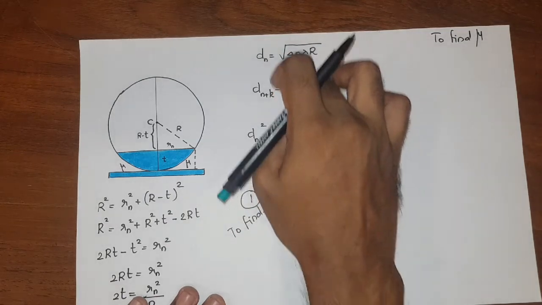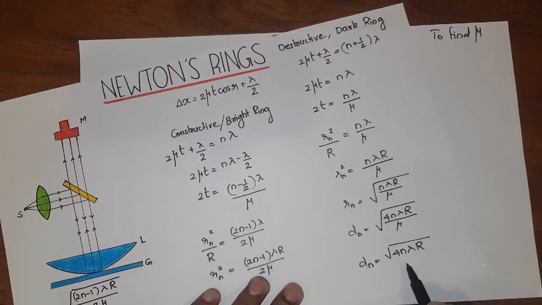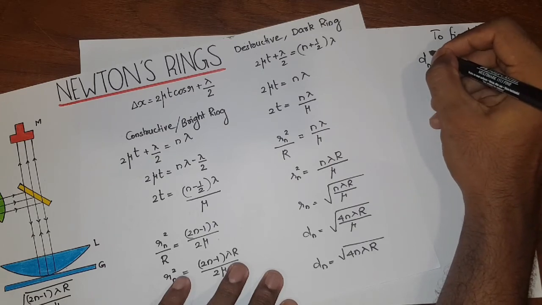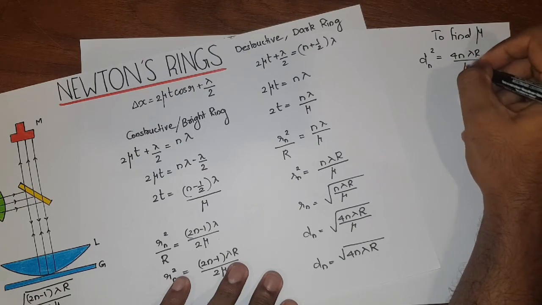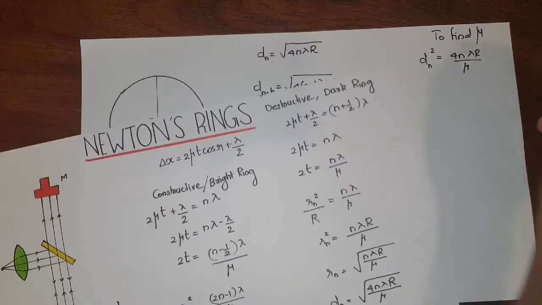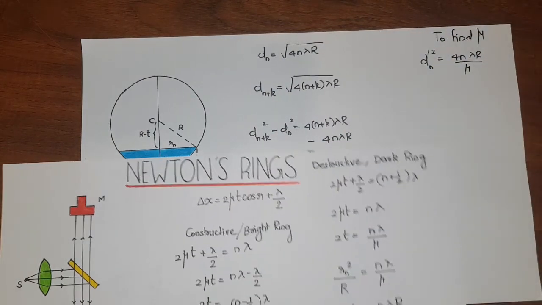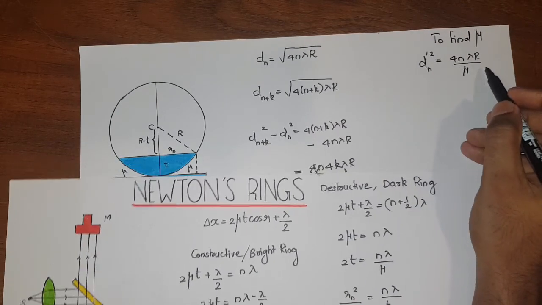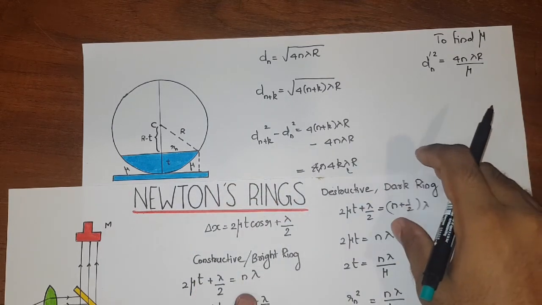So what will be the formula for the diameters? You already know. Before omitting the mu, what was the formula? Dn square equal to 4nλR by mu. Alright. I can't call this Dn because Dn we already used it, so I am calling it D dash. So D dash n square is 4nλR by mu, when we are using a medium of refractive index mu over here instead of air.